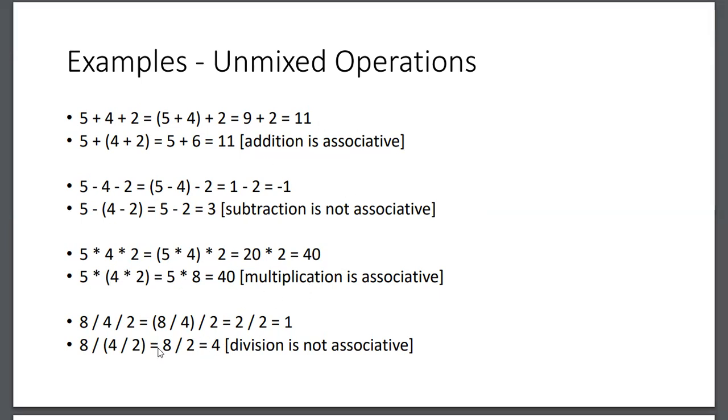Finally here, unmixed operations, division. 8 divided by 4 divided by 2. The correct way to do it, left to right, is 8 divided by 4, which is 2. And you're going to divide that by 2, and you get 1. You group them this other way, 8 over 4 divided by 2. 4 divided by 2 is 2. 8 divided by 2 is 4. Different answer. Division is not associative. Only addition and multiplication are associative.